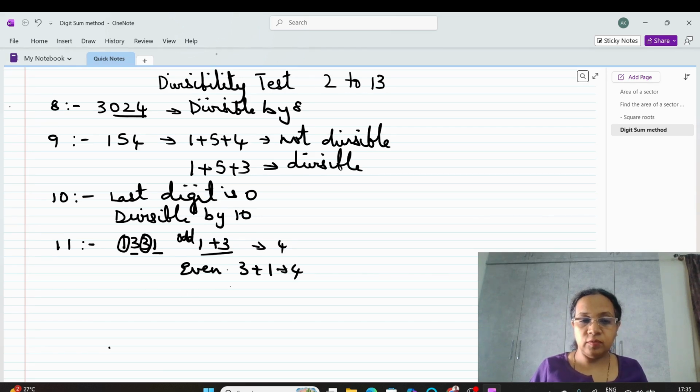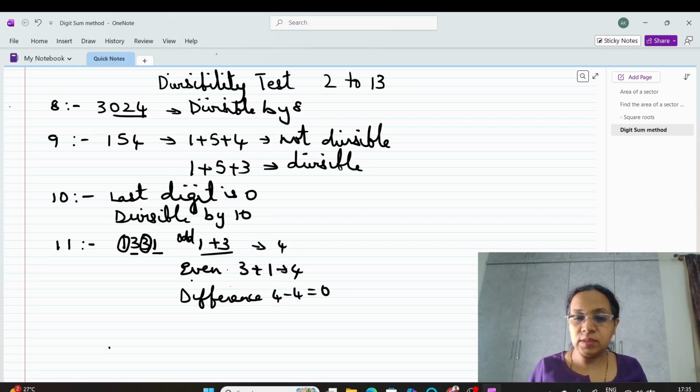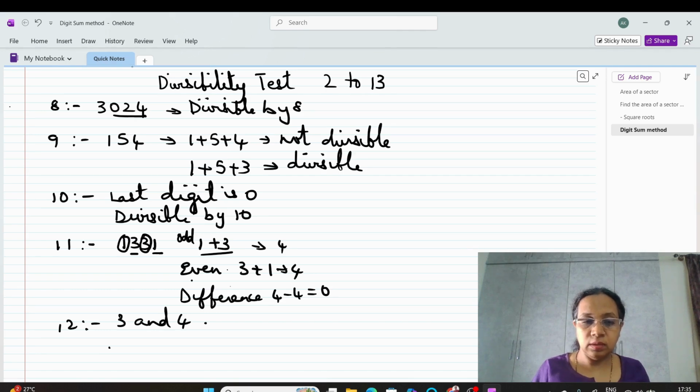Now we have to find the difference. The difference has to be either 0 or a number divisible by 11. Then you can say that the number is divisible by 11. For 12, the number has to be divisible by both 3 and 4. Now let's look at the divisibility test of 13.